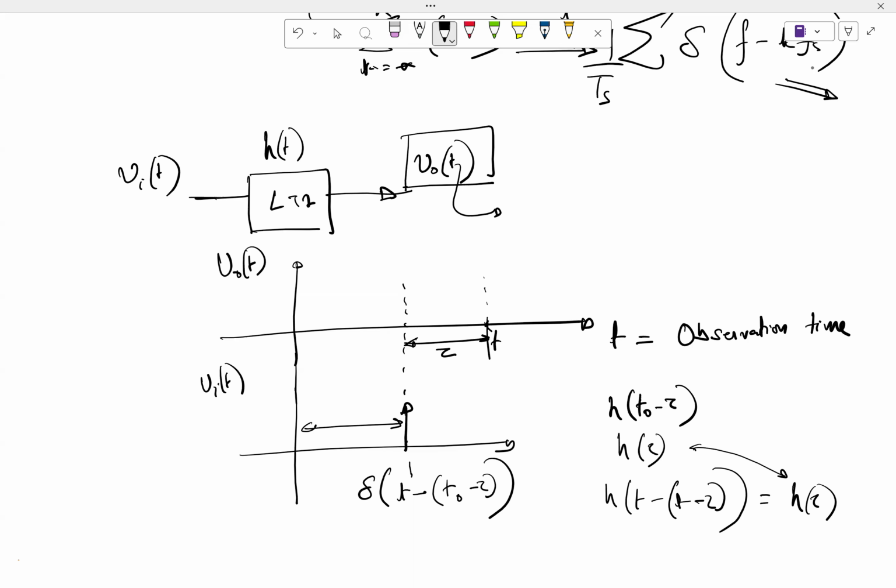So these two are identical. What about this one? Is it correct or incorrect? h of T naught minus tau, or h of t minus tau, since I am generalizing for any t. In this situation, I have applied an impulse at that location and I am observing at t. So I basically have two options, option 1 and option 2. Which one is correct? Both cannot be correct. The second one is correct. Why is the first one not correct?